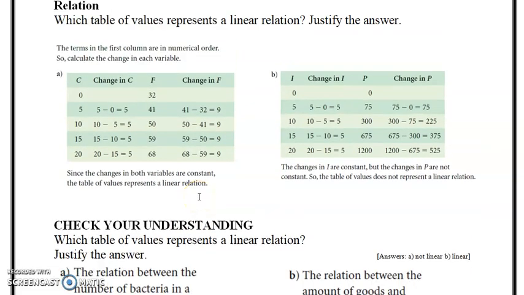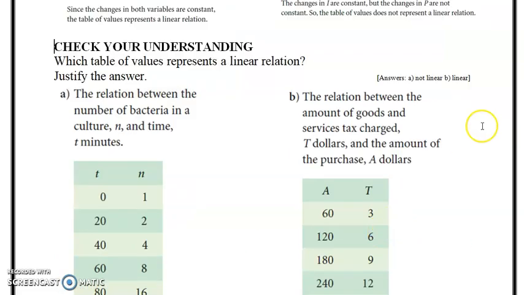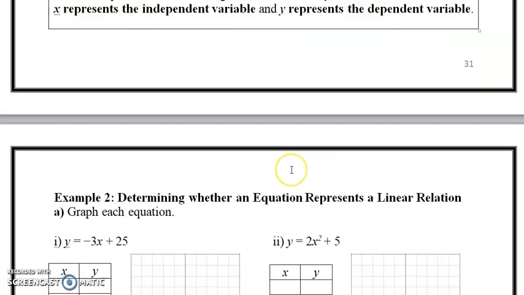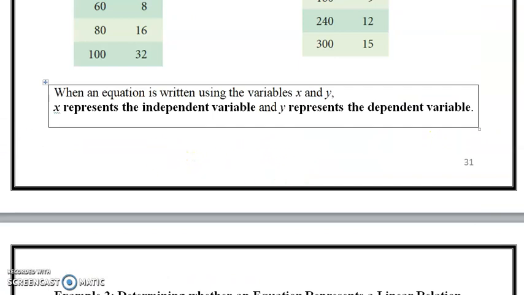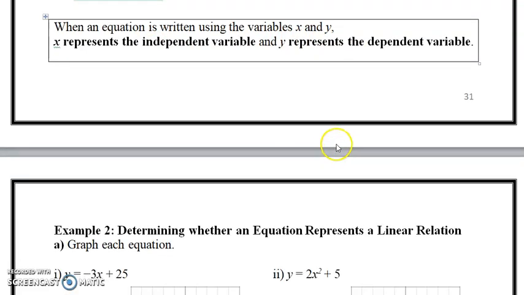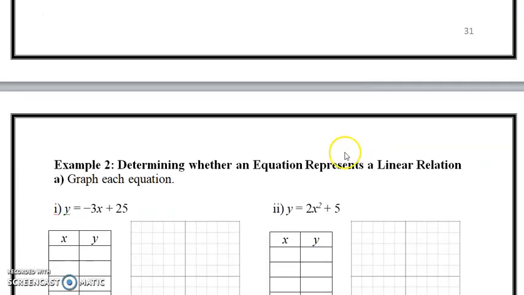So there's a check your understanding question that goes along with this, and there's the answers, and there's the graph as well. Okay? And just a little reminder: when the equation is written using the variables x and y, x represents the independent variable, y represents the dependent variable, like I showed before in the equation. Very important we recognize that.